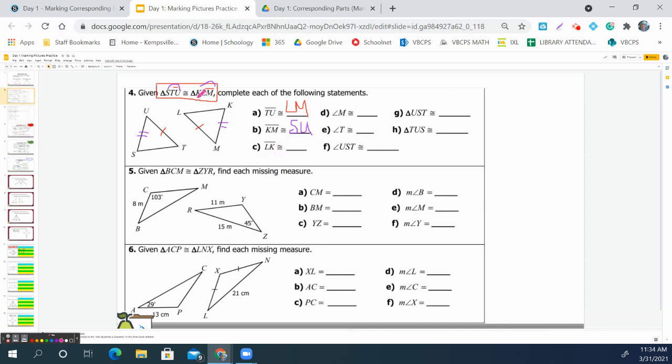LK. LK is the middle letter and the first letter. So that goes with TS, absolutely. TS. We can do the same thing with angles, right? So angle M goes with angle U. And angle T goes with angle L.